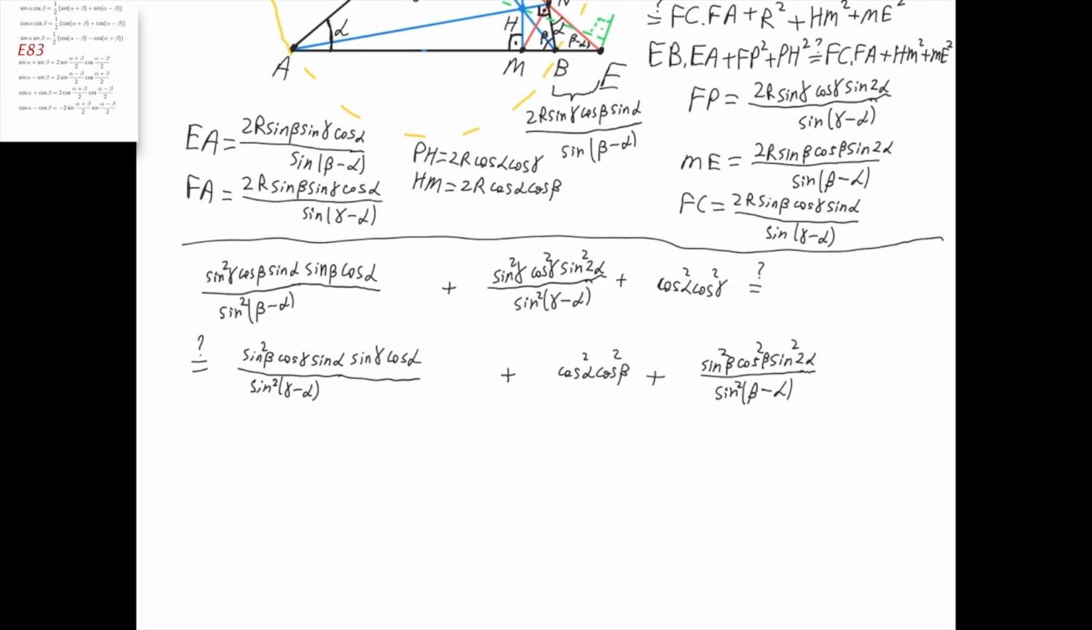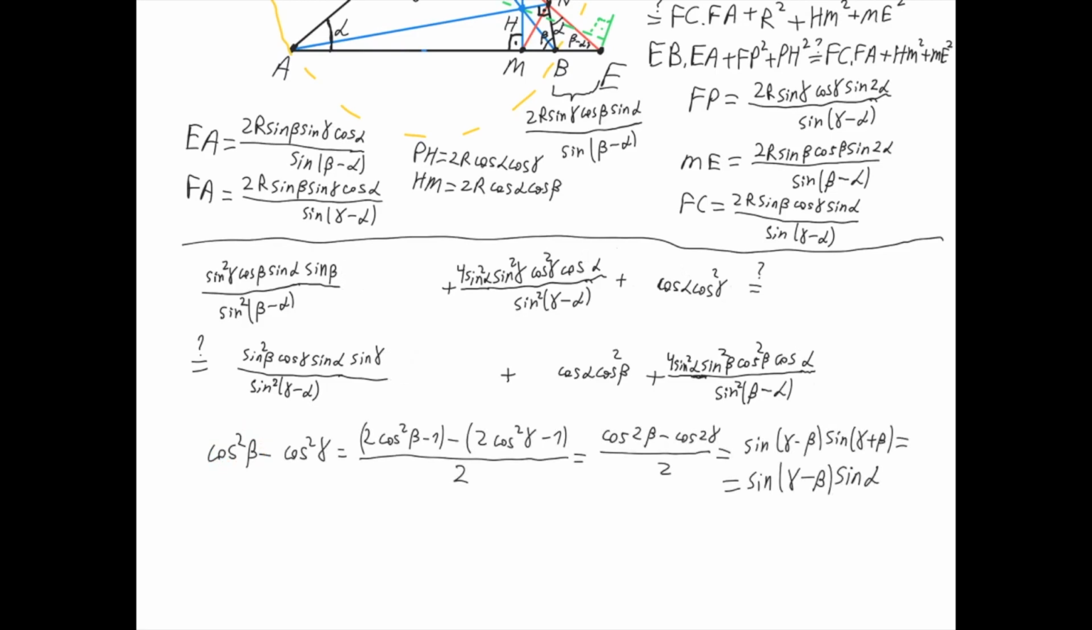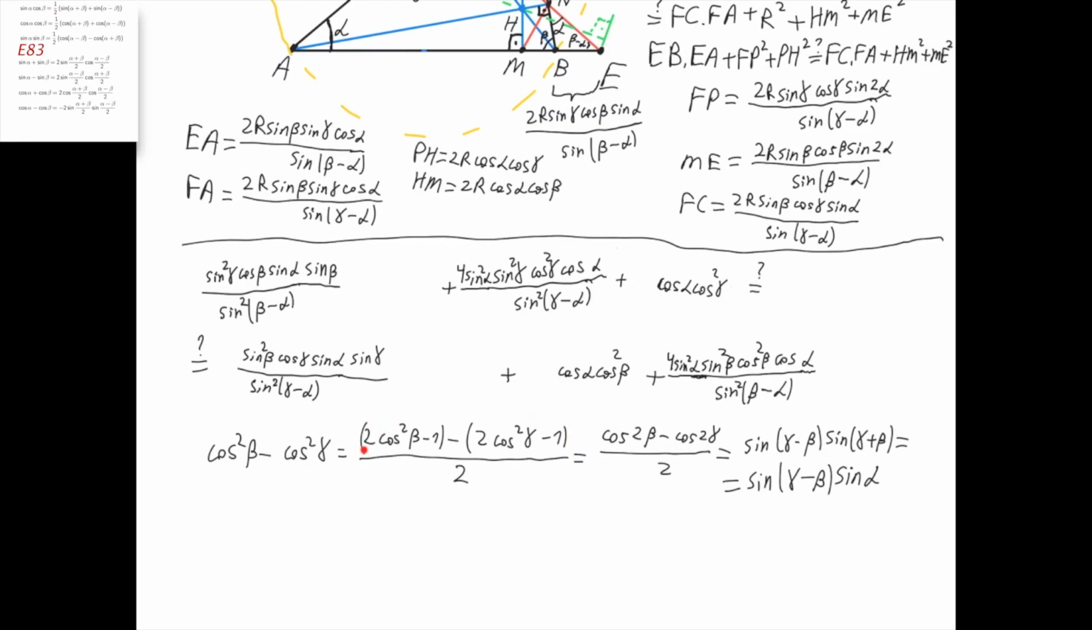We can replace the sine squared of 2 alpha with 4 times sine squared of alpha cosine squared of alpha. Now we see that we can cancel out cosine alpha. We know that cosine squared of beta minus cosine squared of gamma equals this expression here. And 2 cosine squared beta minus 1 is cosine 2 beta, and 2 cosine squared gamma minus 1 is cosine 2 gamma. Now we can apply the formula for cosine minus cosine, and we get that the 2 cancels out, and what's left is the sine of this angle minus this angle over 2, so sine of gamma minus beta, times the sine of this angle plus this angle over 2, so sine of gamma plus beta.